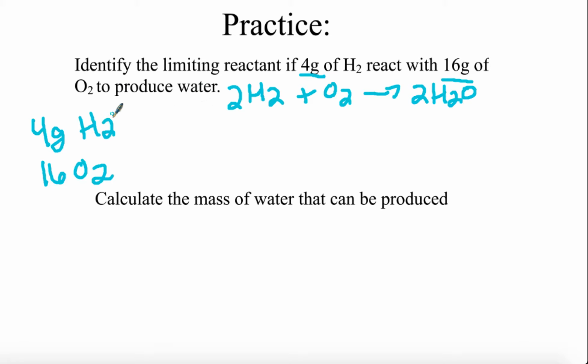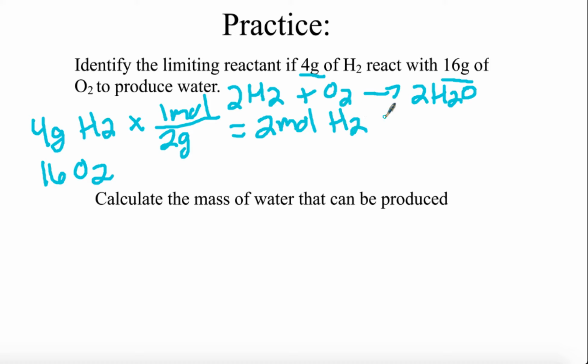So 4 grams of hydrogen. To figure out how many moles of water, we're going to need moles of hydrogen. So we've got to convert these 4 grams into moles. So just for number's sake, I'm just going to round the mass of hydrogen a little bit to 2 grams per mole. So 4 grams of hydrogen has 2 moles of hydrogen present, times a 2/2 ratio of water to hydrogen, means that we can make 2 moles of water.